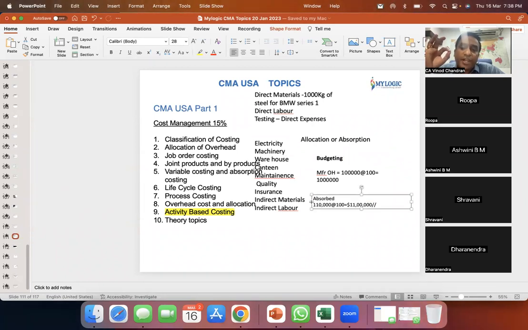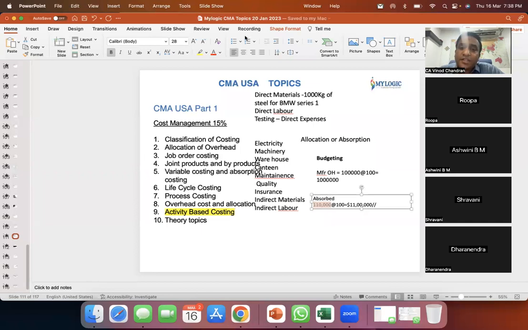At the beginning of the period, there was some budgeted number. Taking that, 100 was the predetermined rate. The rate is called the predetermined rate. And that predetermined rate, we will apply to the actual activity. 1,10,000 is the actual activity. We apply it to that actual activity to arrive at what is called our absorbed overhead.